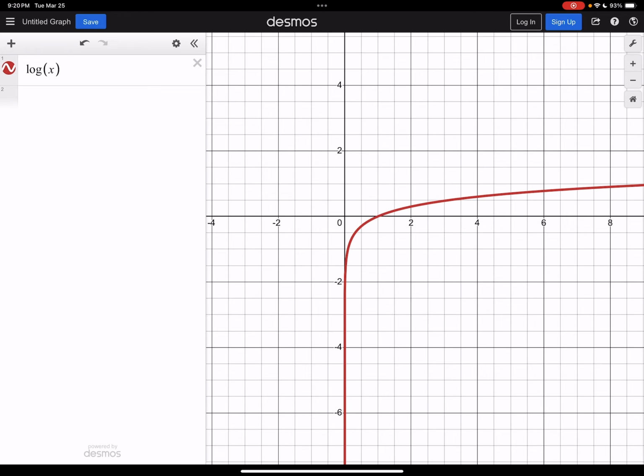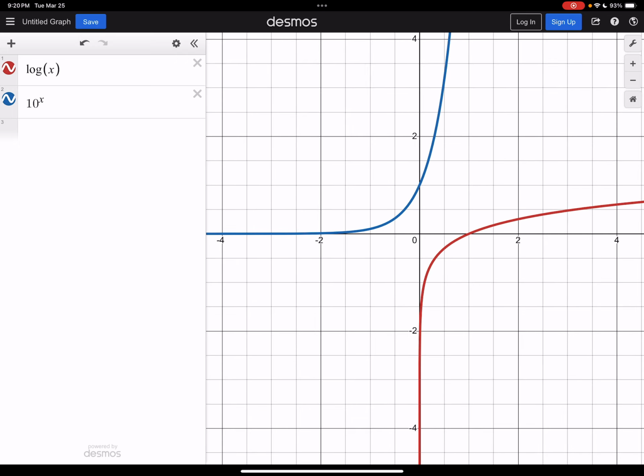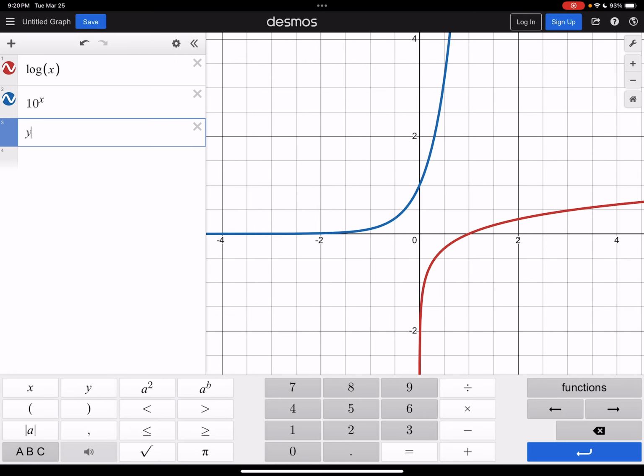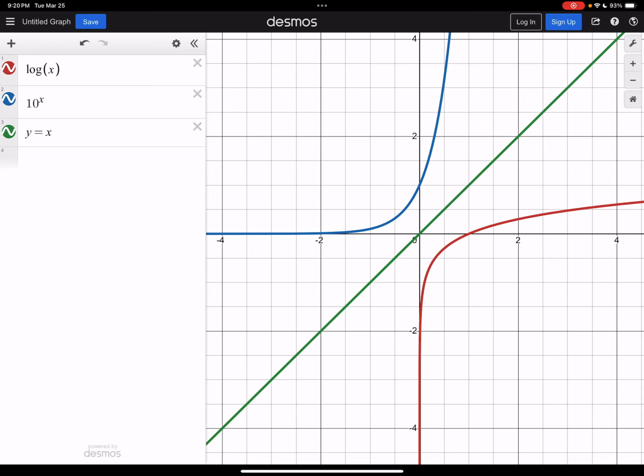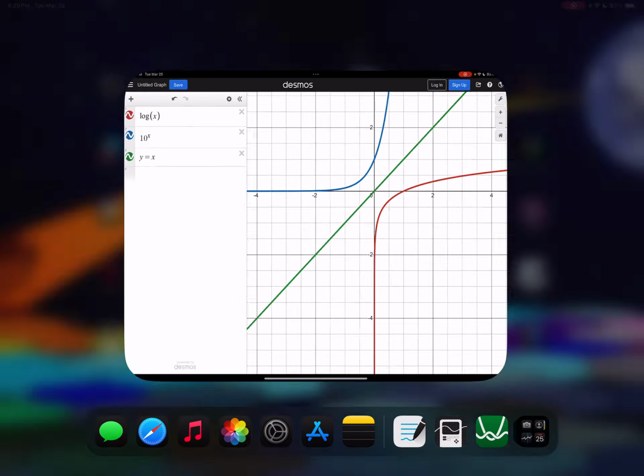And it's just like an exponential, like 10 to the x. You can see that these are inverses because there's symmetry about the line y equals x. So the blue curve being an exponential, its inverse is a logarithm. And that is how we're going to work with exponentials.